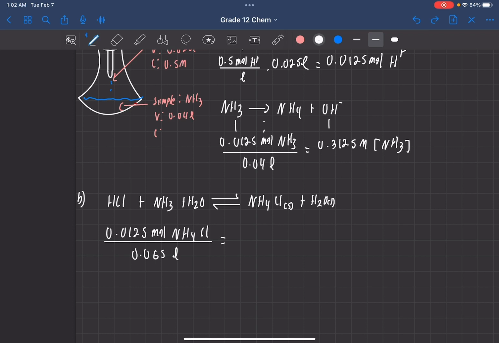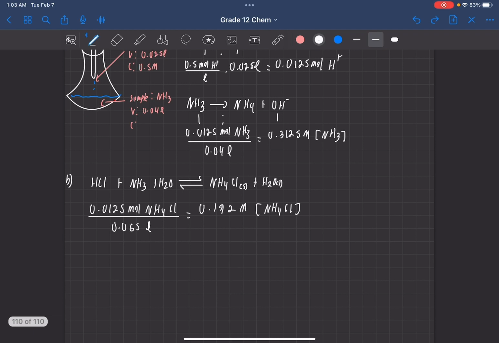So your new concentration, or the concentration of the salt, should be 0.192 molar of NH4Cl. Okay, so what type of salt is this? This is an acidic salt.